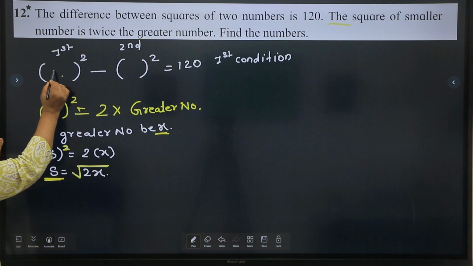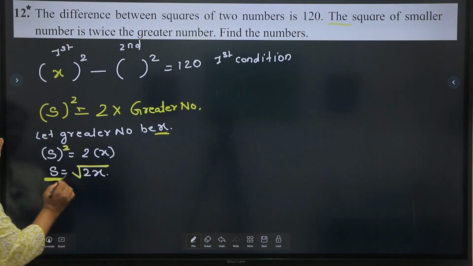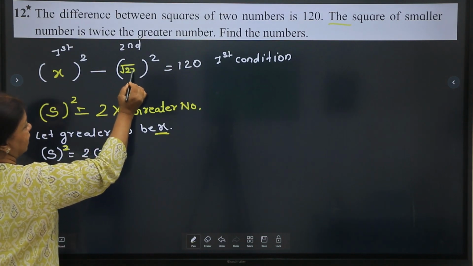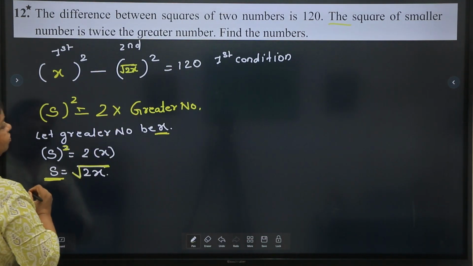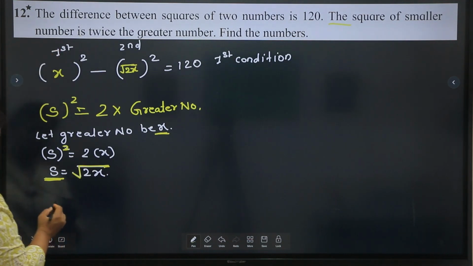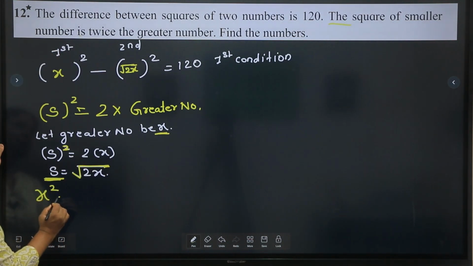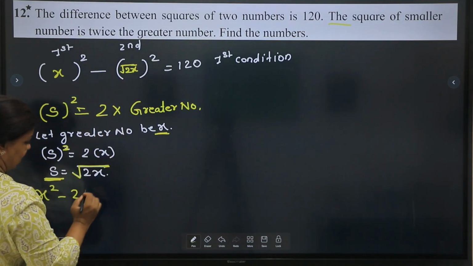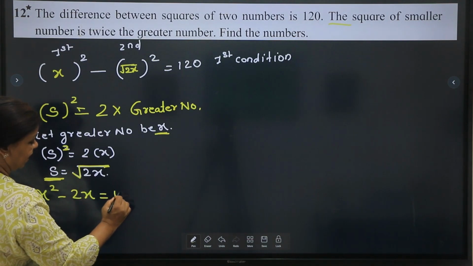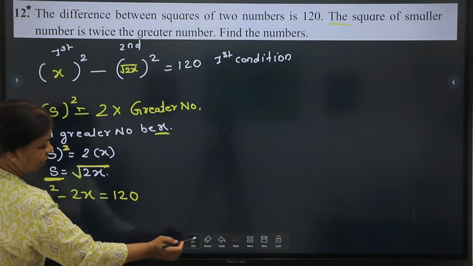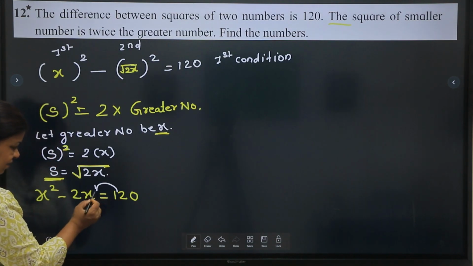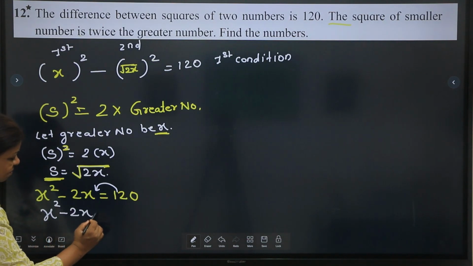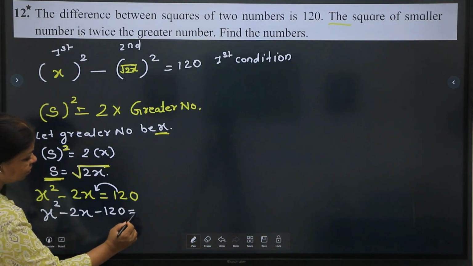So here we will be writing x square minus the second number, that is root 2x. Square of x is x square minus square of root 2x is 2x, equal to 120. Now this 120 will come this side. So what will be your equation now? x square minus 2x minus 120 is equal to 0.